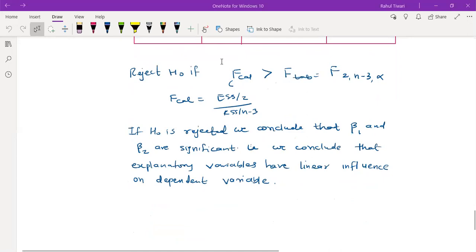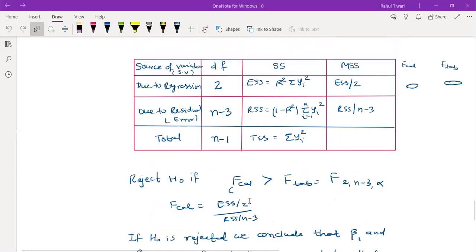So this FCAL will be the ratio of two variances. It's a ratio of two variances. Always remember. Okay. So FCAL will be the ratio of two variances, and what about T? What about T calculated?